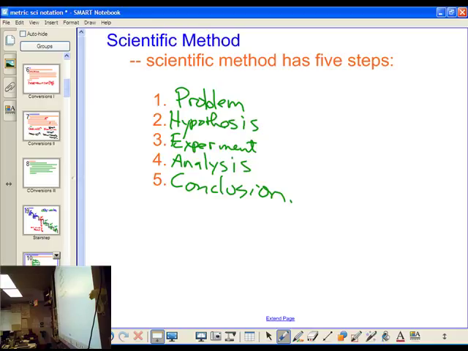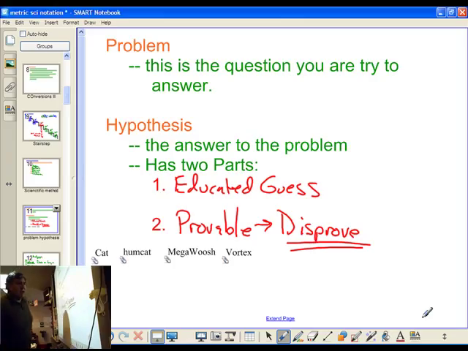Do we need more time? So we have our educated guess, provable and disprovable, but we're going to go on to the next slide. Anyone need more time on this one? Everybody got this? We haven't got to the lab part yet. We'll come back to the lab. We're taking notes right now.